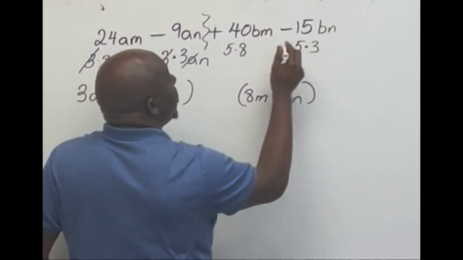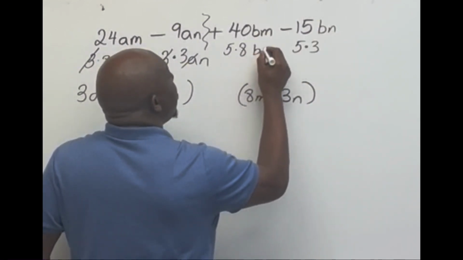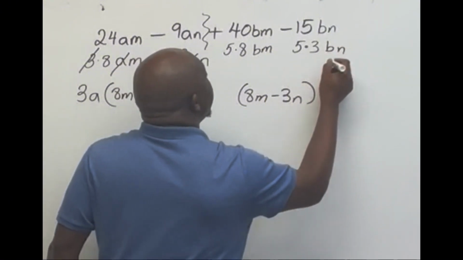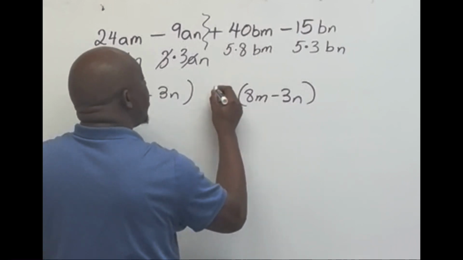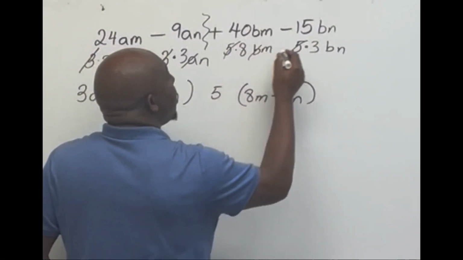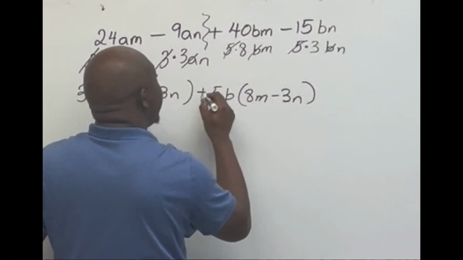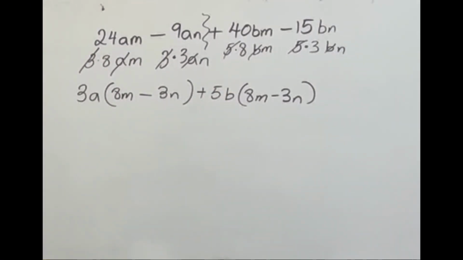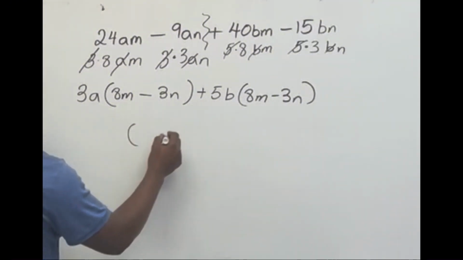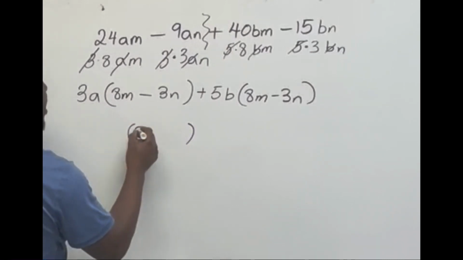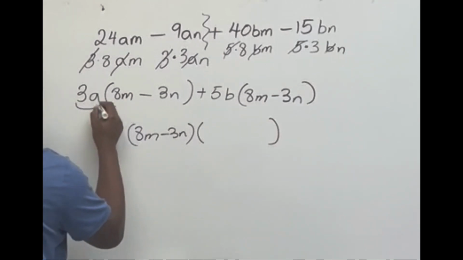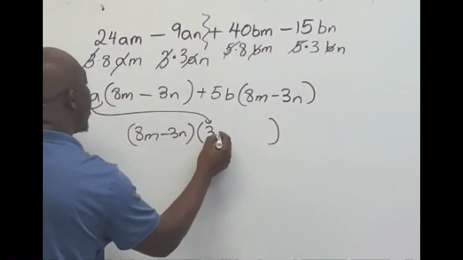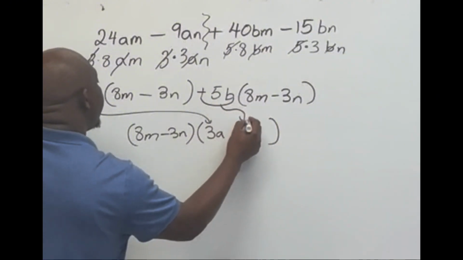And the common factor is B, right? So it's 5B M plus 5B N. So what is the common factor? 5, and B as well, right? Plus 5B. Got it? Now, what would be your final answer? Copy and paste. For the other side, it's going to be 3A plus 5B.